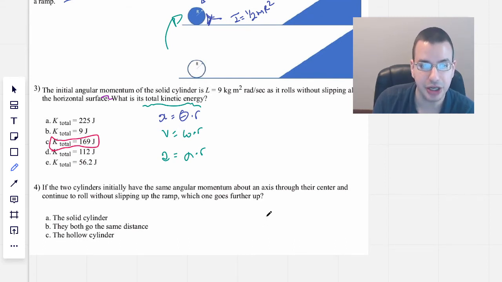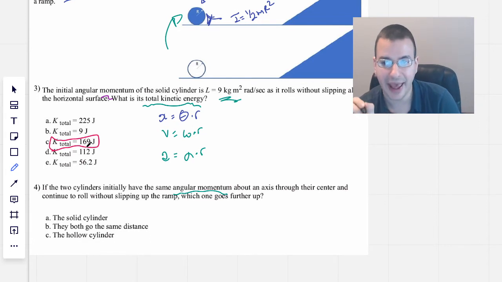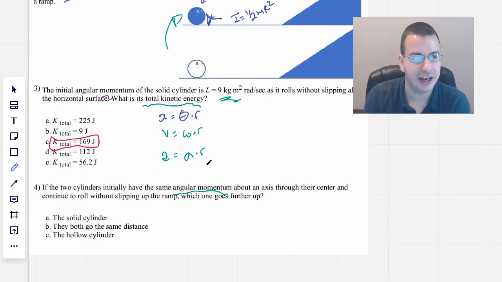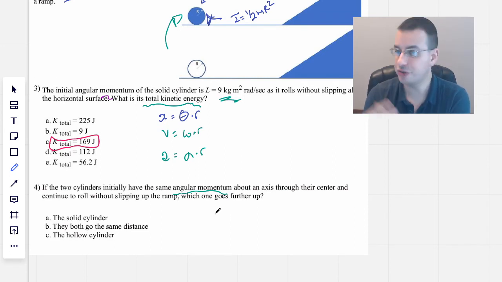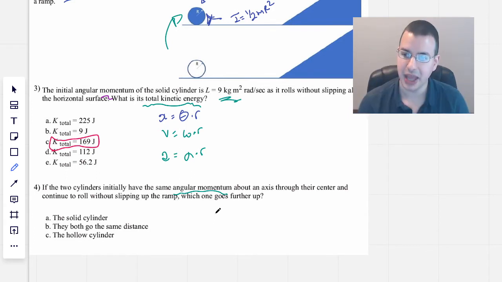So what I could do is assume they have the same angular momentum. Maybe that same number is 9. And then I could solve for how much energy the hoop has, the hollow cylinder. If that amount of energy is greater, then it goes further up the ramp. Or if it's less, it doesn't go as far. Actually, yes. That's exactly how I'm going to do this one.